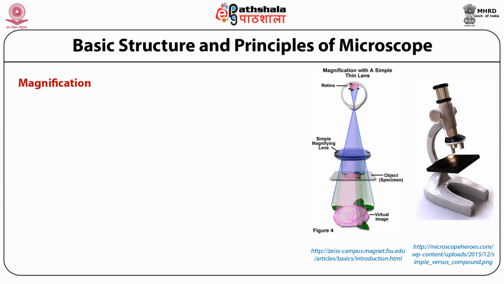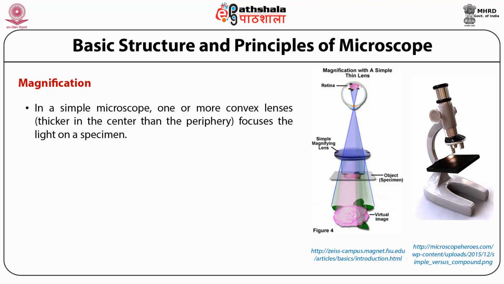As I mentioned in the previous slide, magnification is the core of microscope-based imaging, and we need to get better magnification. So how is a small object magnified? Here is the schematic as well as the details of a magnification process. A simple microscope is achieved by a convex lens, and a convex lens is thicker at the center compared to the periphery. In a simple microscope, a single lens is used.